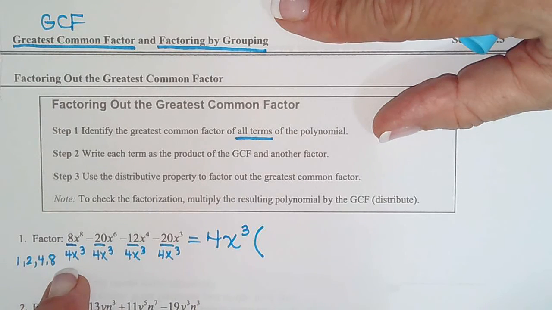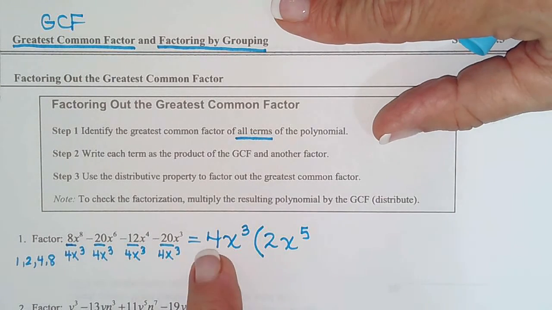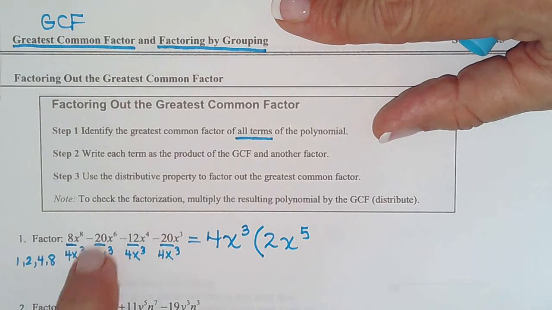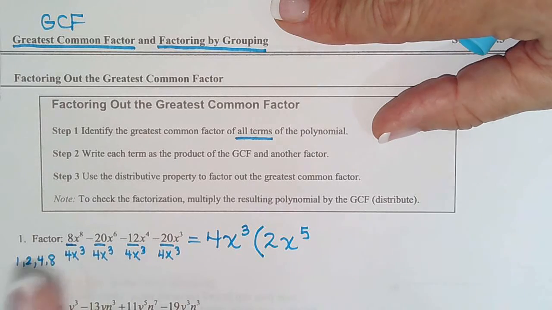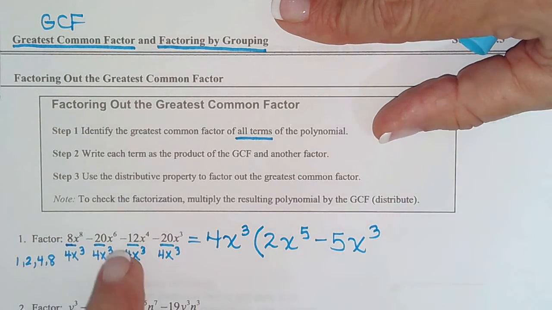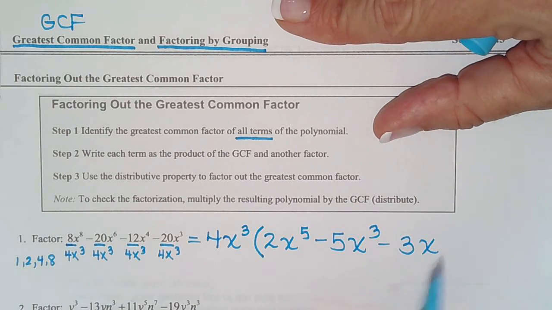So 8 divided by 4 is 2, 8 minus 3, x to the 5th. So after I factor out the GCF, this is what's left. And then I have minus 5, 6 minus 3, x cubed. So minus 5x cubed. Minus 12 divided by 4 is 3x. And minus 5. And remember how we said anything divided by itself is 1, so this would just be minus 5.